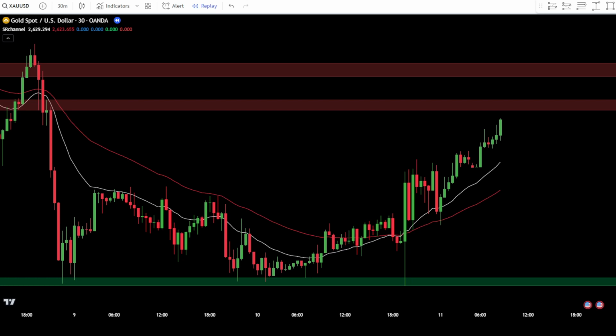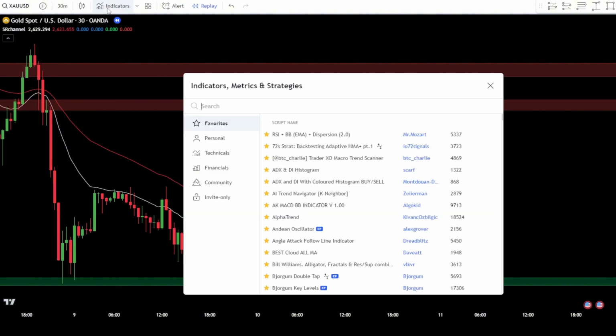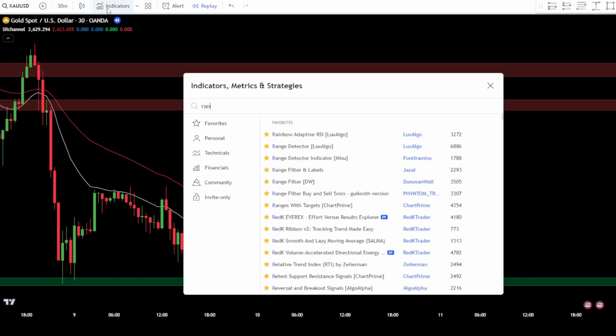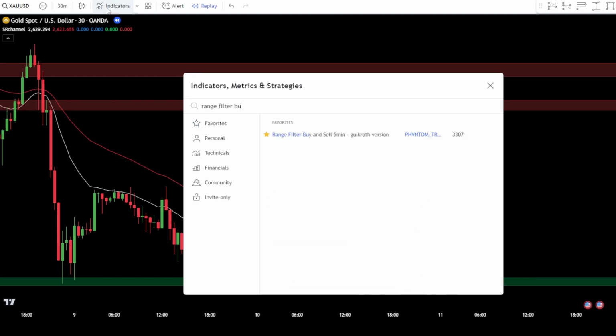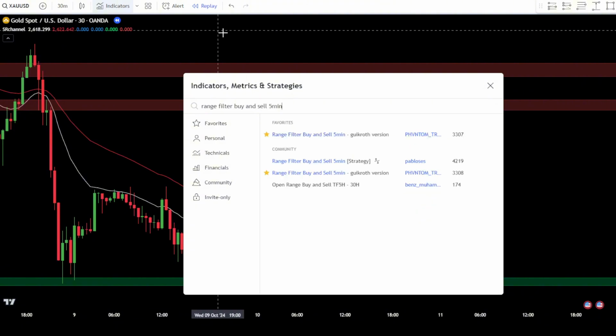To help us determine the best point to place an order, let's add the second indicator that we will use as a guide for placing orders in the market. Go to the Indicator Search tab and then type Range Filter Buy and Sell 5 minutes. Then, just select the Range Filter Buy and Sell 5-minute indicator by this creator.